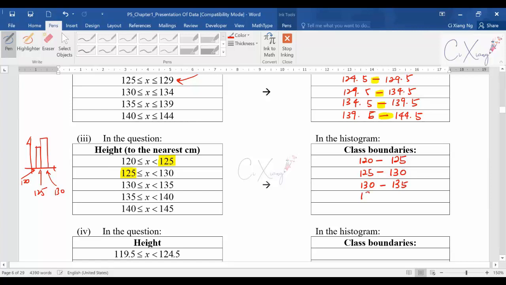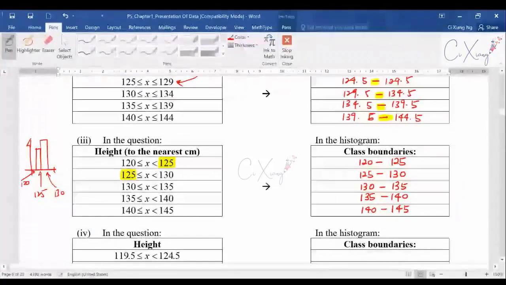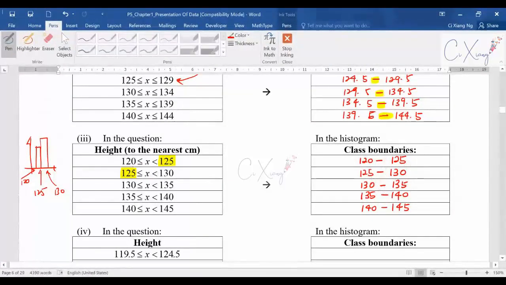So again, not every time do you have to adjust the value by minus 0.5 and plus 0.5. If there's a gap between the bars, then you have to adjust. If there's no gap, then you don't need to do anything, just copy them. So you can see that the class boundaries are actually the same as what the question gave us. All right, how about the next one?